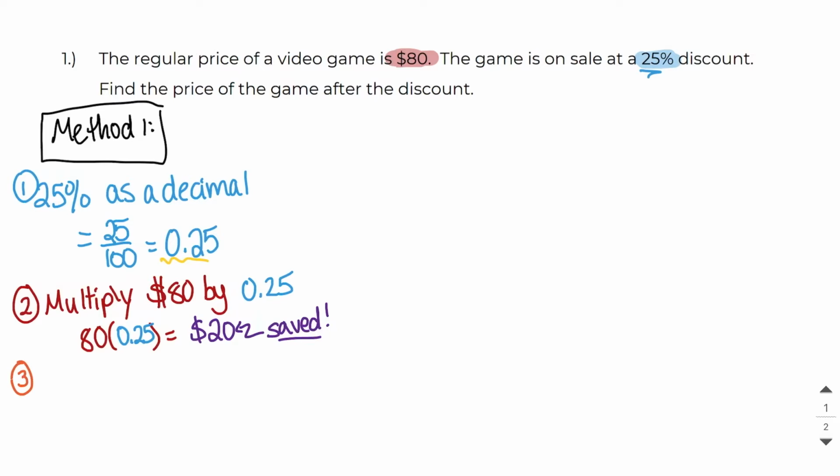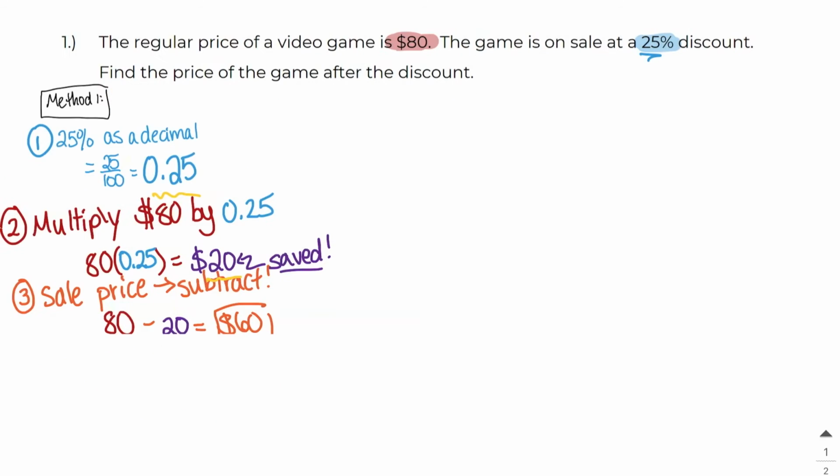So we will find the sale price by subtracting. I need to take the original price, which is $80, and subtract the amount of money that's saved, which is this $20. When I subtract the two, I get $60. So my final price will be $60. Okay, so that's one method.